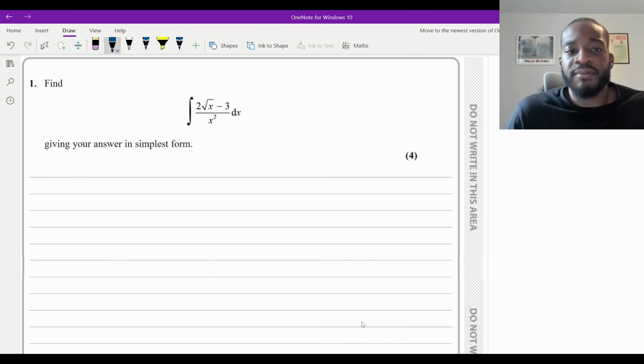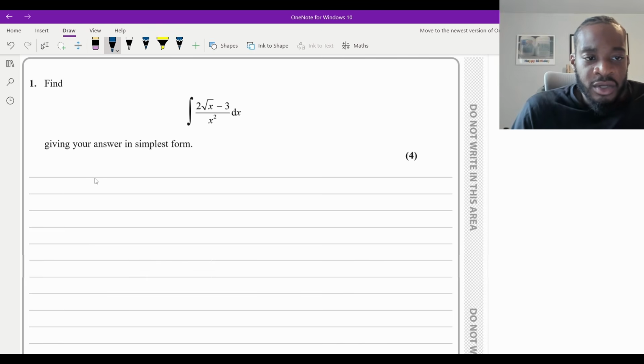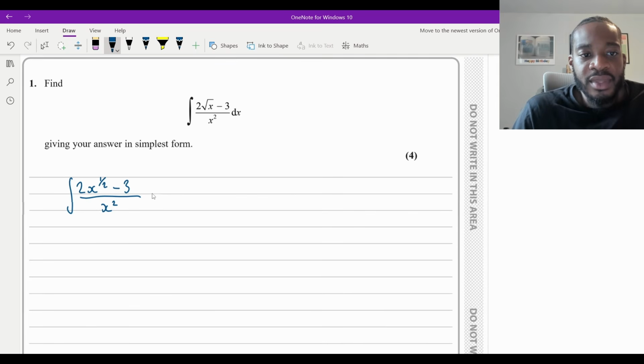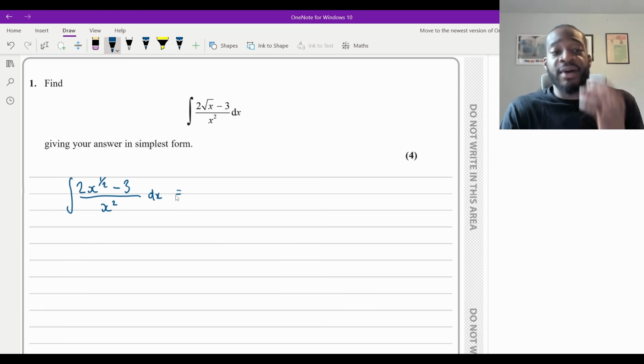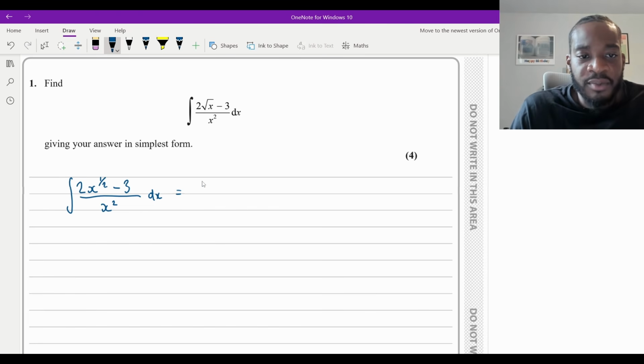So get everything in terms of powers and separate. So I'm going to start off by rewriting that root x. 2 root x is the same as 2x to the power of a half, isn't it? And then minus 3 all over x squared. And now, because we know we're going to have to use the power rule, we want it to be term by term. We want to separate the terms. So I'm going to separate the fractions. That becomes 2x to the half over x squared minus 3 over x squared dx.